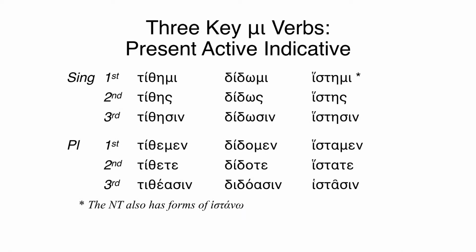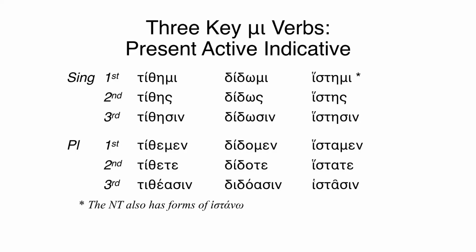Now, these are the present active indicative forms. They do represent some new learning, and previous patterns for verb forms will help a little bit, but we really do need to learn the mi verbs on their own merit. The good news is, as I've pointed out, there are some patterns to be discerned and some strong similarities, parallels across the three key mi verbs. And the reason we're studying these three mi verbs, by the way, is because they are by far the most common mi verbs in the New Testament.